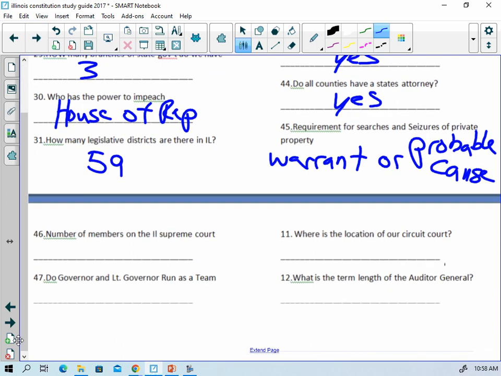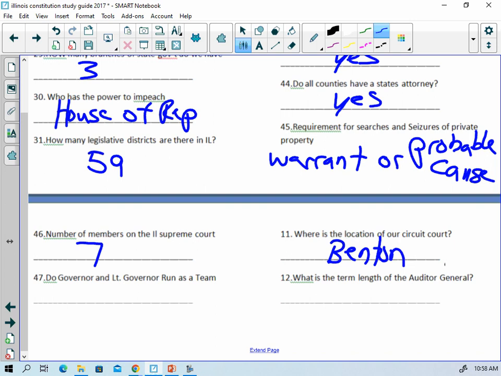Scrolling down, this number, the next two are on your quiz tomorrow. Number of members on the Illinois Supreme Court? 7. 7. And where is our circuit court? Benton. As Mr. Overturf would say, that's where the criminals go.